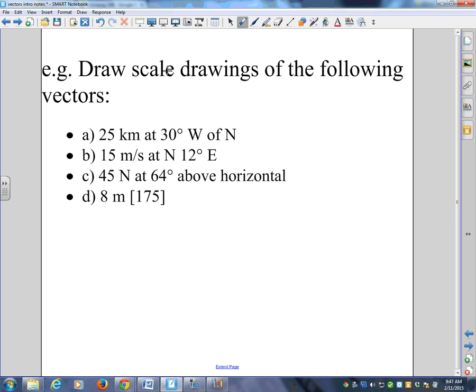I want you to draw scale drawings of the following. I have scissors, rulers, and protractors up here. If you take one, please keep it, hole punch it, stick it in your binder, put it someplace safe. Hang on to it. Go.